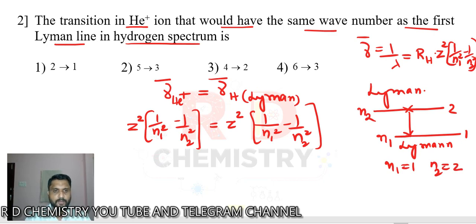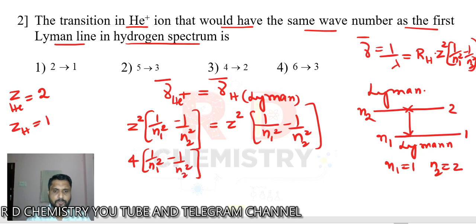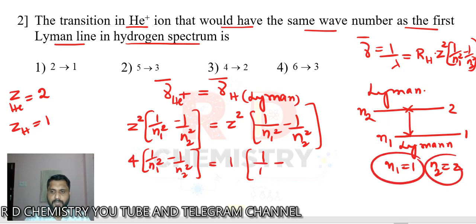Okay, so here Z for helium, atomic number of helium is equal to how much? 2. And Z for hydrogen, atomic number of hydrogen is equal to 1. So this is 2 square, that becomes 4, into 1 by n1 square minus 1 by n2 square, which I'm supposed to calculate, is equal to hydrogen 1 square into 1 divided by 1 square minus 1 divided by 2 square, which is equal to 3 by 4, right? Or 1 by n1 square minus 1 by n2 square is equal to 1 by 4, right?